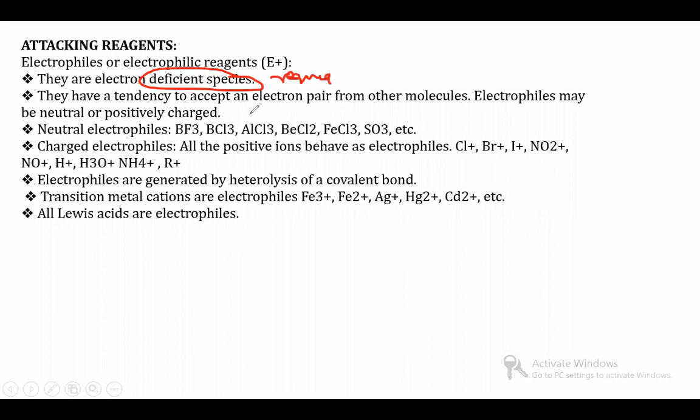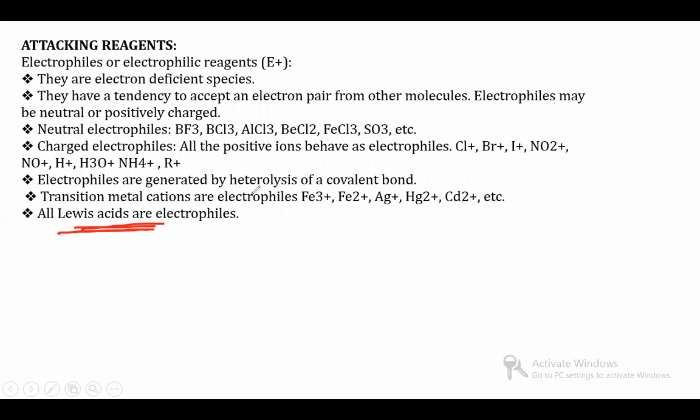They have a tendency to accept a pair of electrons from other molecules because of their deficiency. Electrophiles may be neutral or positively charged. Electrophiles are positive or, in some cases, neutral. We have examples of both neutral electrophiles and positively charged electrophiles. These act as Lewis acids, that is, electron pair acceptors.